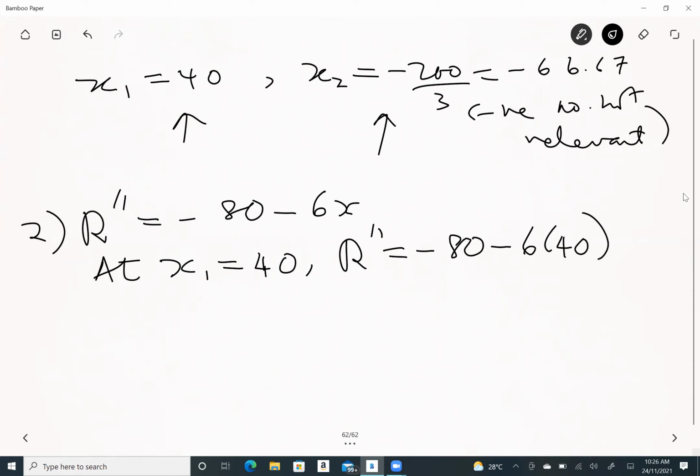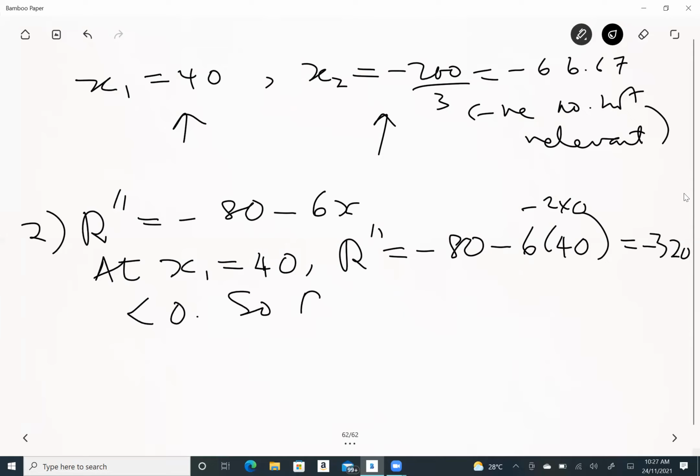6 times 40 is 240. 240 minus 80, how much is that? So you get negative 60. Is that right? No, this is negative 240, it's negative. So it's negative 320. Okay, negative 320, and we know that is less than 0.